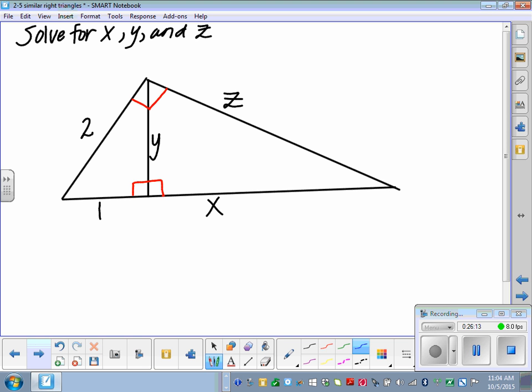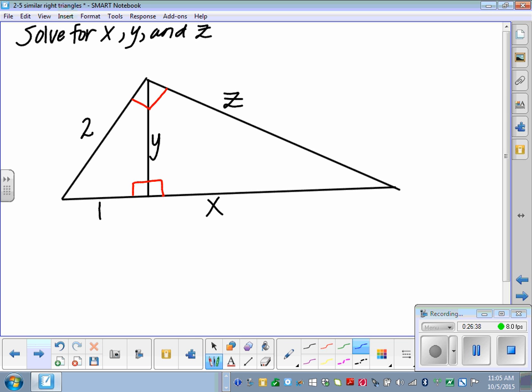So, here we go. Solve for x, y, and z. So this one's the trickiest one so far. Now, first thing I always look for, do I have a geometric mean that I can use to solve? 1 over y is equal to y over x, right? Do we have 2 different variables? Yes. So there's no way to solve, right? So we can't use our geometric mean on this one. So let's move on to a different one.